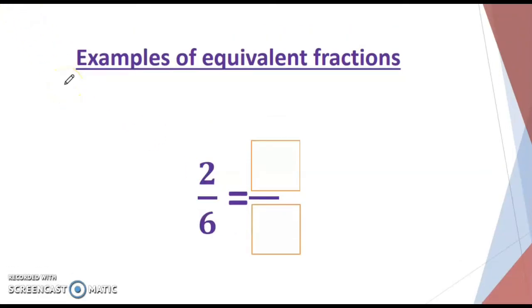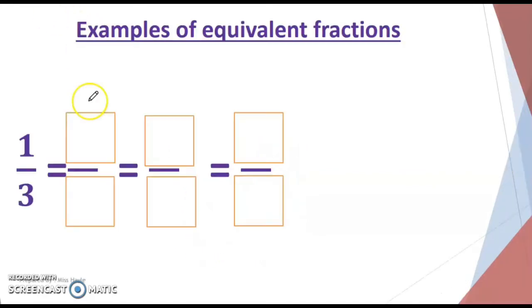Our next example is 2 over 6. We are going to do the same thing now. So here we have 2 times 3. So I'm going to multiply by 3 for my numerator and I'm going to multiply by 3 with my denominator. So here we have 2 times 3 is 6 and 6 times 3 we have 18. So this is my equivalent fraction to 2 over 6. So here we have 1/3.